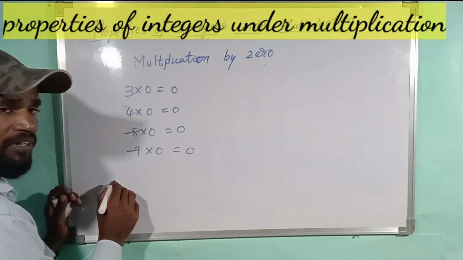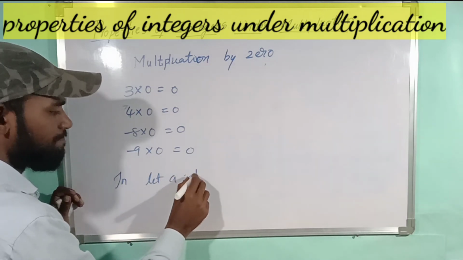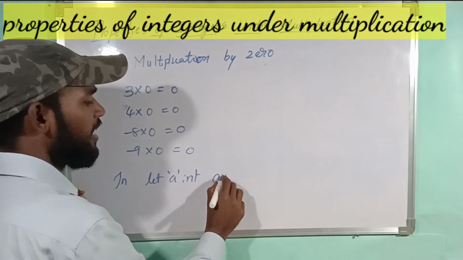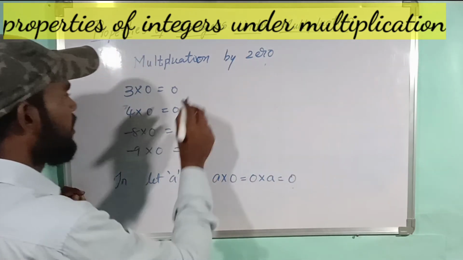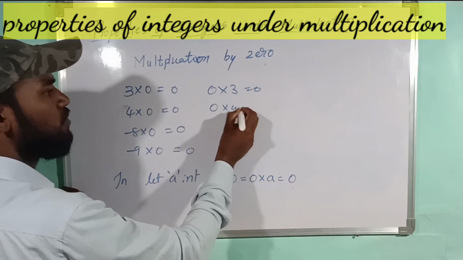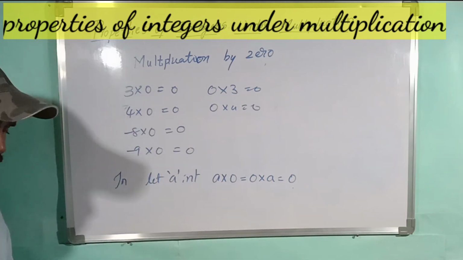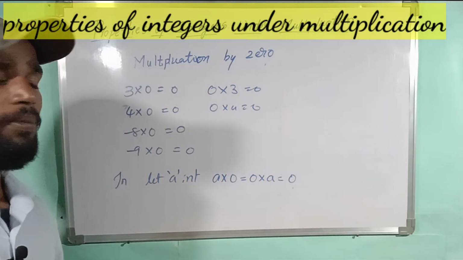In general, let a be an integer. Then a into 0 is equal to 0 into a is equal to 0. You can write 0 into 3 is 0, 0 into 4 is 0, 4 into 0 is 0. So this is our multiplication by 0. Everyone clear? I hope everyone understood.